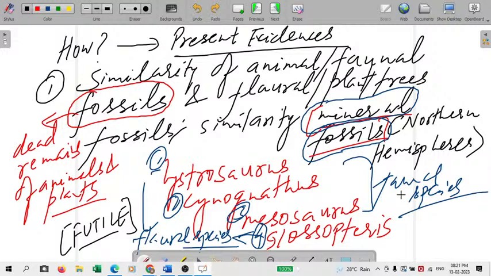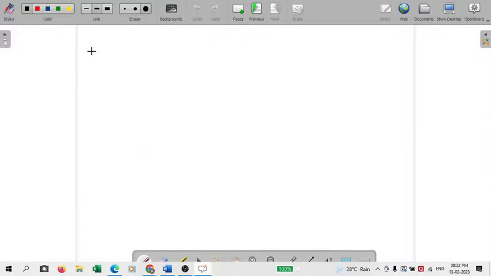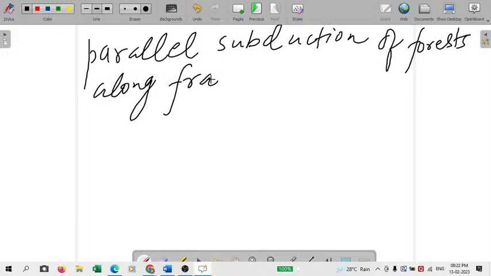The similarity of mineral fossils evidence provided by Wegener was also criticized on the similar ground of parallel subduction of forests along fracture zones on the surface of the earth.